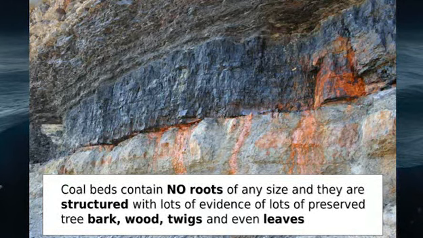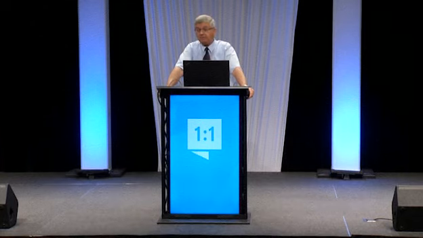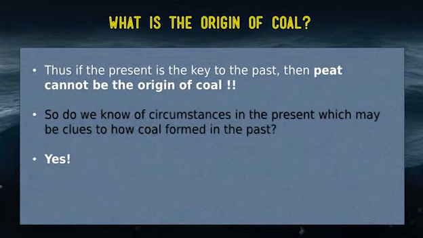Notice coal beds contain no roots of any size, and they are structured with lots of evidence of preserved tree bark, wood, twigs, and even leaves. So what do you find in peat? Roots, no bark, no wood, no twigs, no leaves. So can peat be the origin of coal? No. Thus, if the present is the key to the past, then peat cannot be the origin of coal.